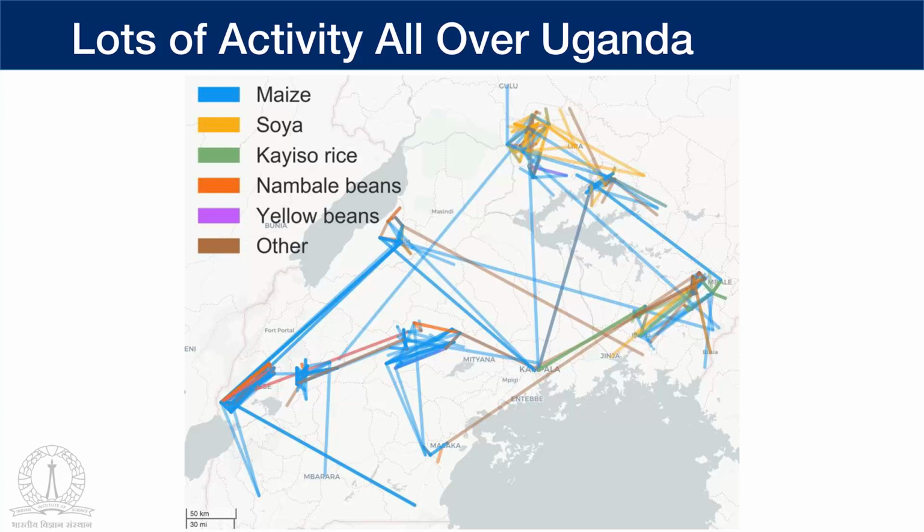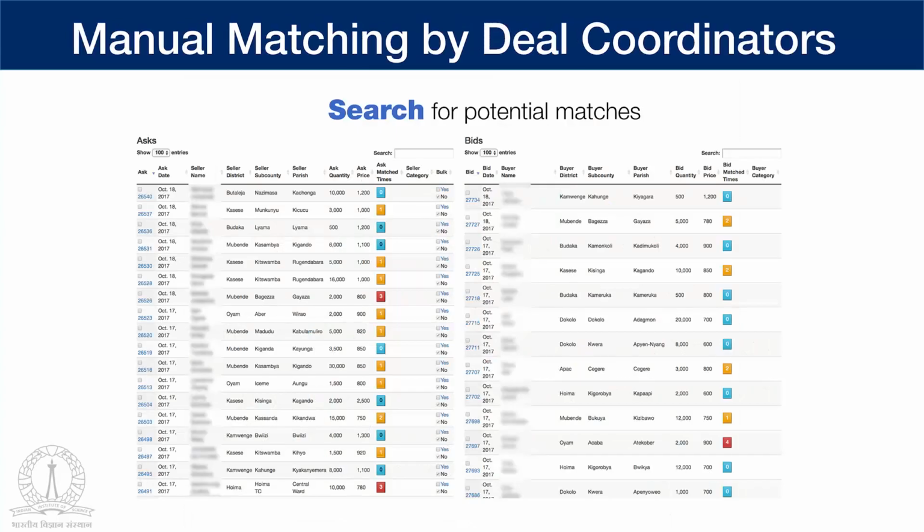But this didn't work the way that we would have liked it to work. Here's what happened. These deal coordinators, the people in those sort of phone booth pictures that I showed you, were shown this interface in our system of different people, what district they were in, what county and parish they were in, what they were asking in terms of quantity and price, how many times we'd ever matched them before, and on both the ask side and the bid side.